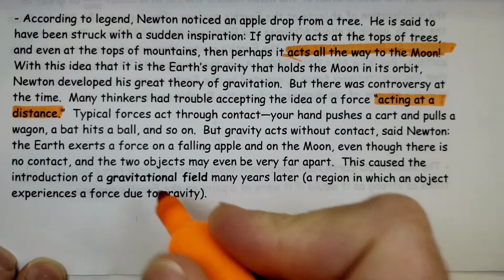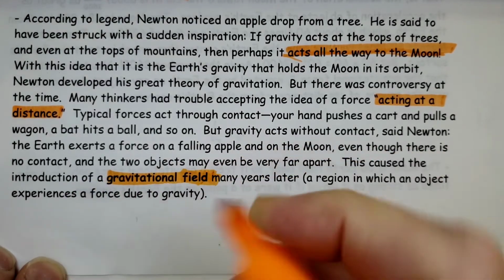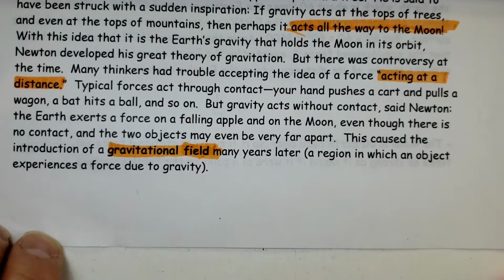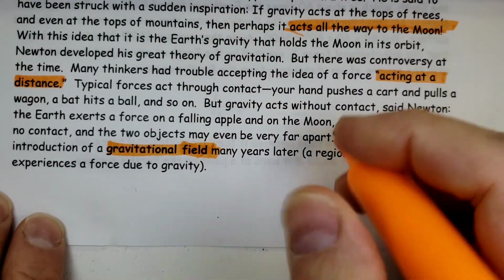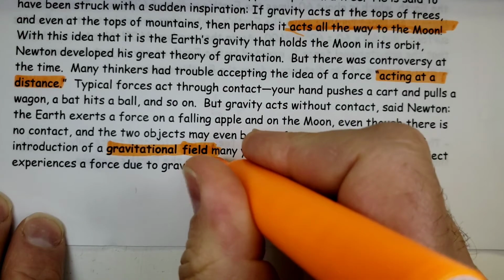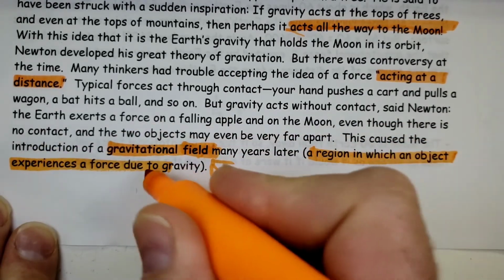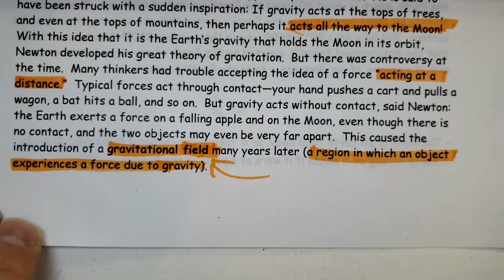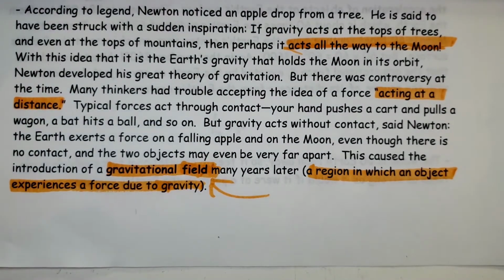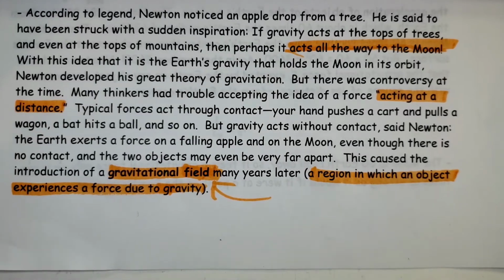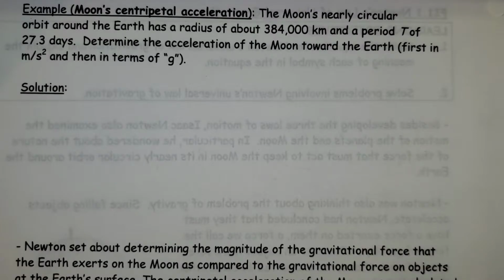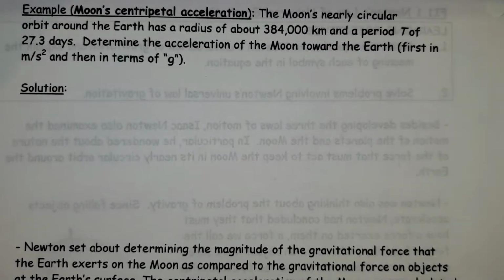This caused the introduction of a field, many years later. You can think of a force field as a region in which an object experiences a force due to gravity. Or, as we'll look at in general in the next unit, a force field where it's magnetic, electric, or gravitational. It's a region in space where a force is exerted on something else. So with that, let's look at the next page.